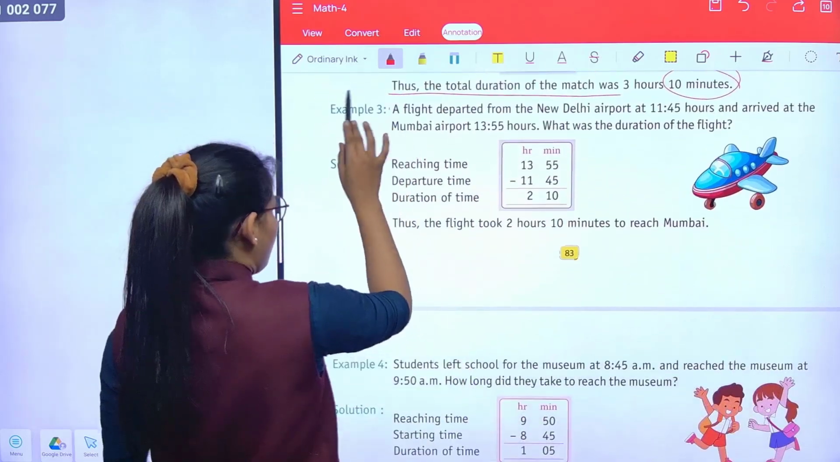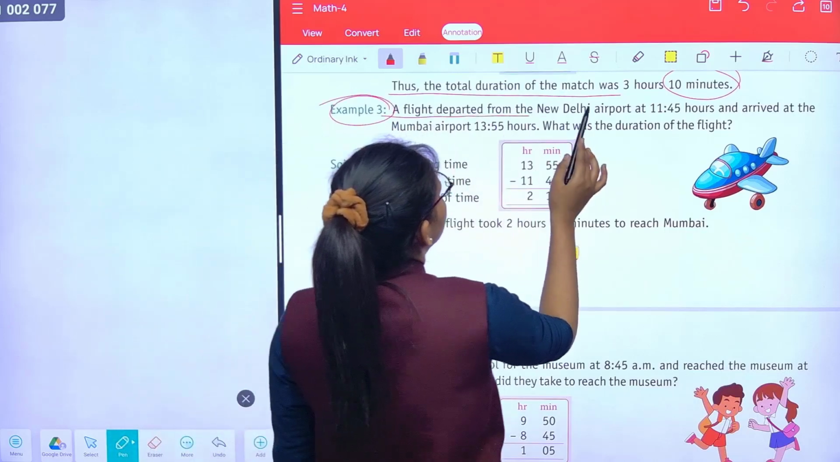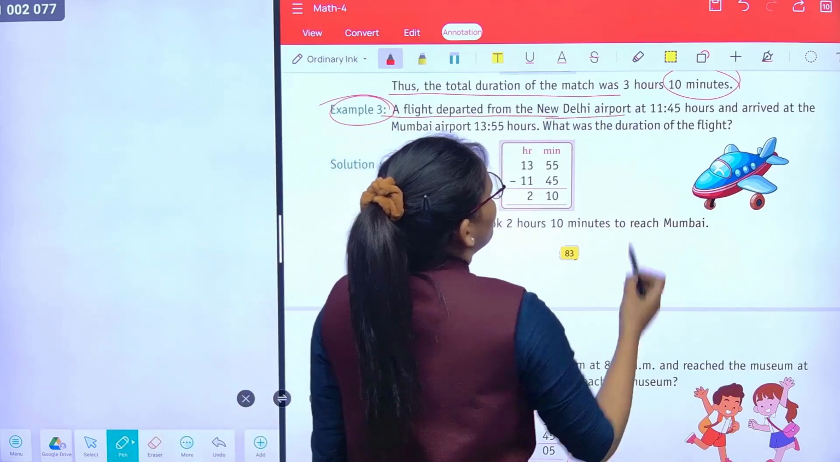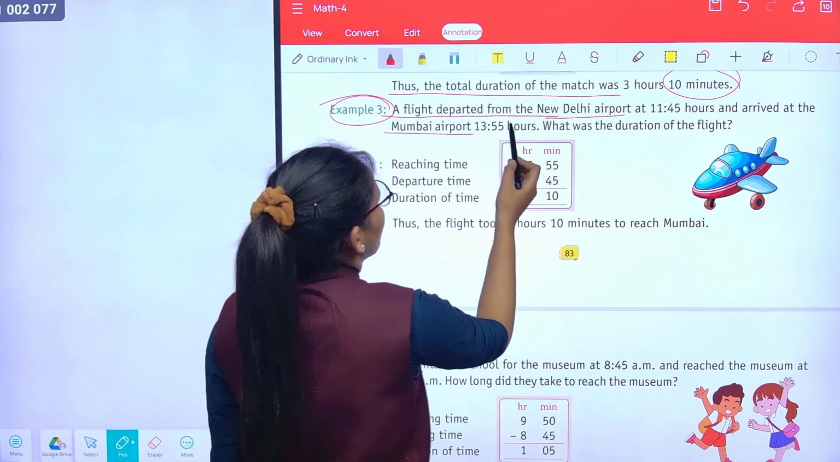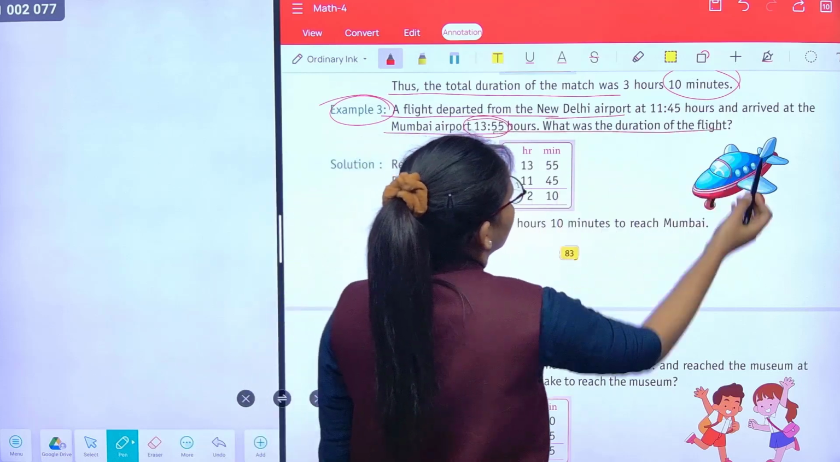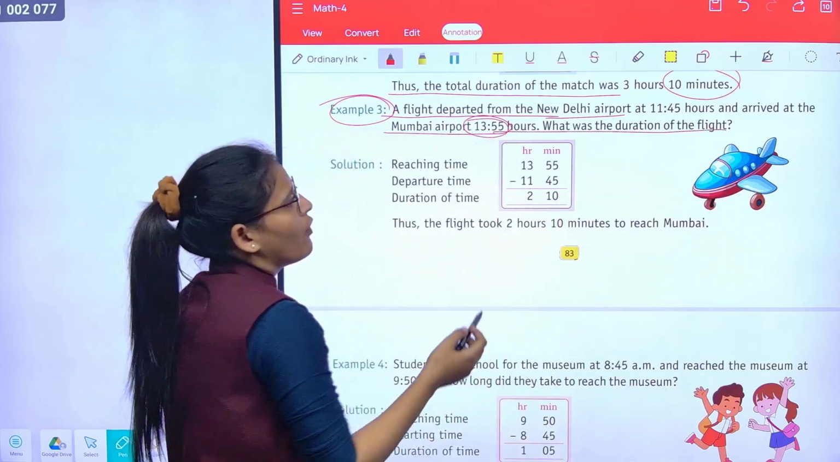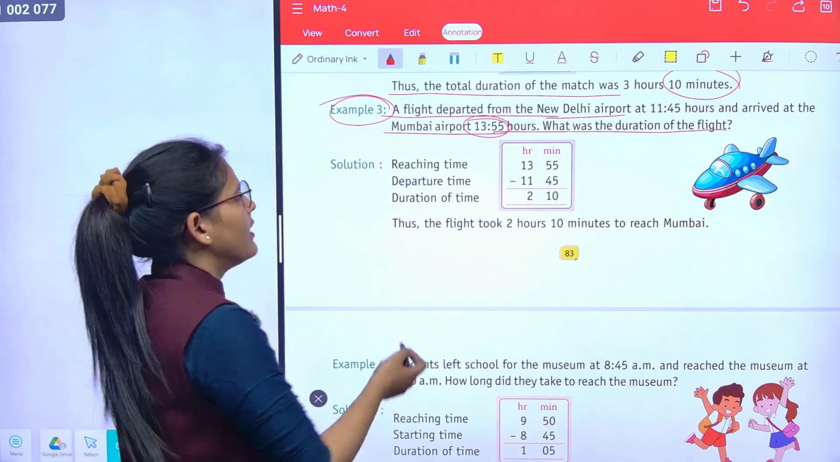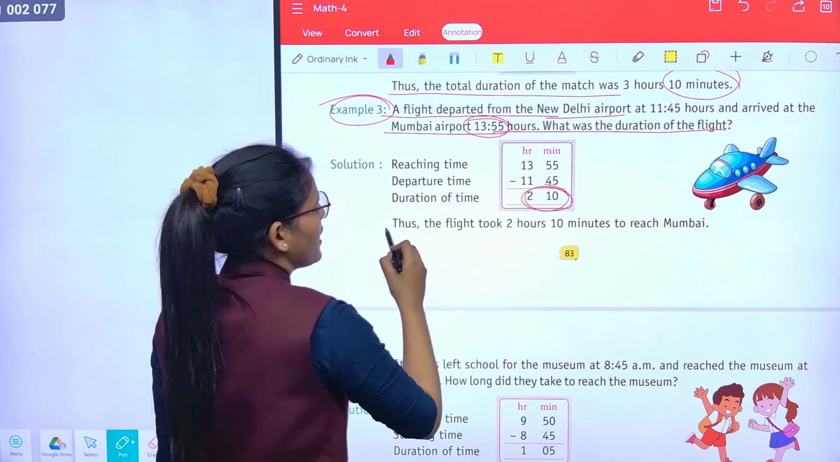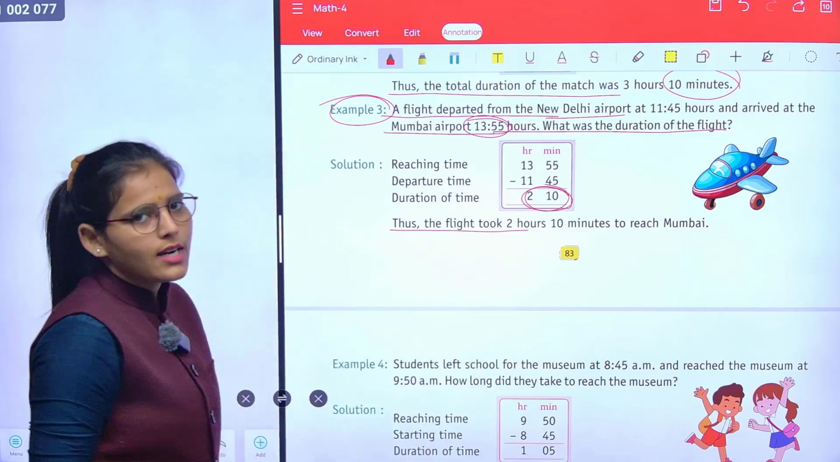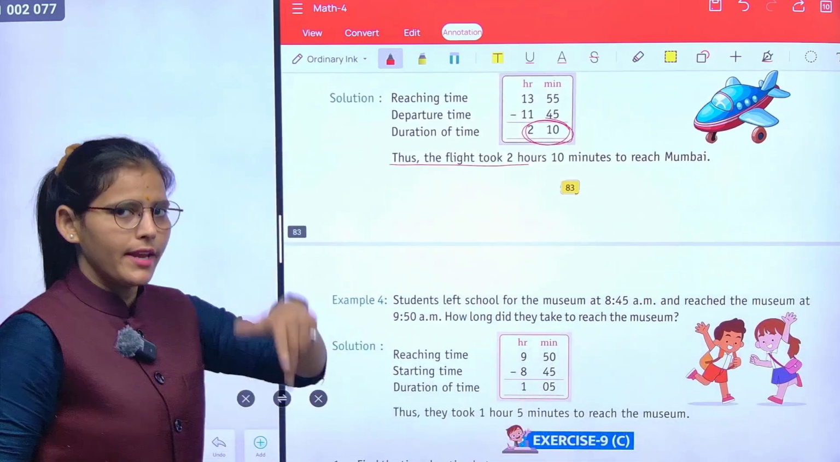Now example number 3, a flight departed from the New Delhi airport at 11:45 hours and arrived at the Mumbai airport at 13:55 hours. What was the duration of the flight? Reaching time, departure time, duration. That is, the flight took 2 hours 10 minutes to reach Mumbai.